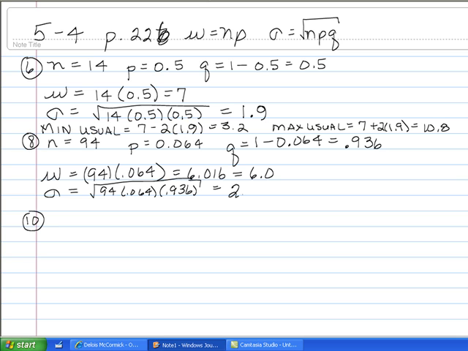So my minimum usual value would be 6 minus 2 times 2.4, which is 1.2. And our maximum usual value is 6 plus 2 times 2.4, which is going to be 10.8.